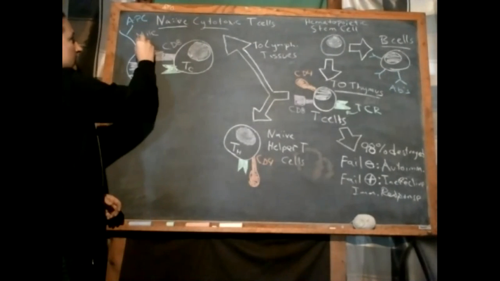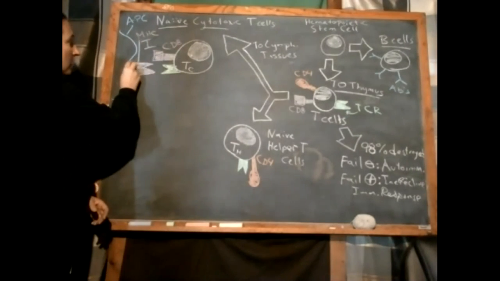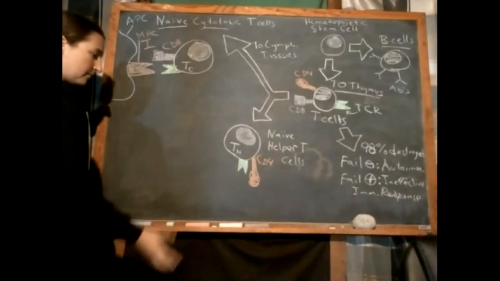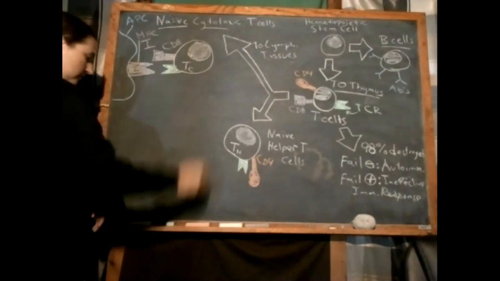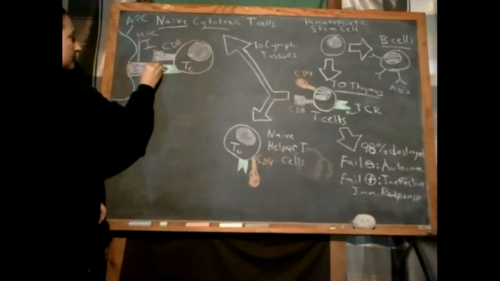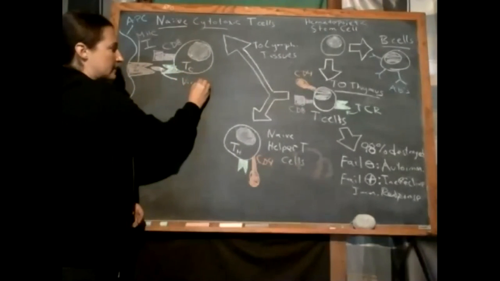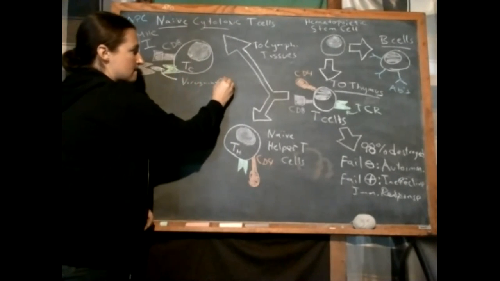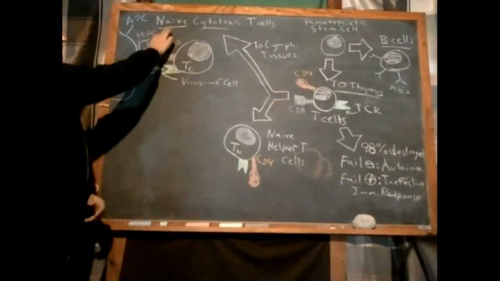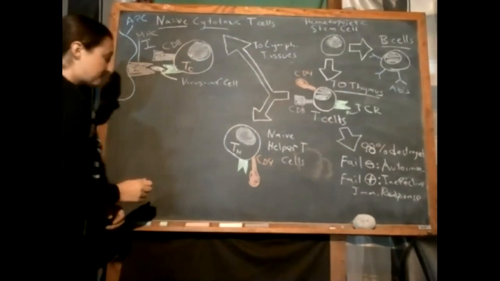So MHC class 1, some kind of an intracellular pathogen. Here, let's draw this in. So here is, we'll say, the virus infected cell, or a piece of it is going to be presented to the naive cytotoxic T cell, which is just hanging out within the lymph node.